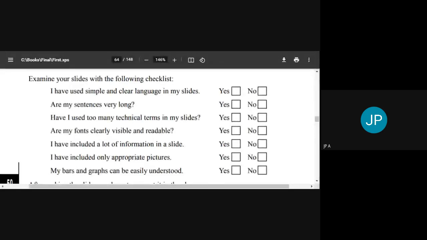It should not be very long sentences. So for I have included a lot of information in a slide, the answer should be no. We should not include a lot of information in a slide.